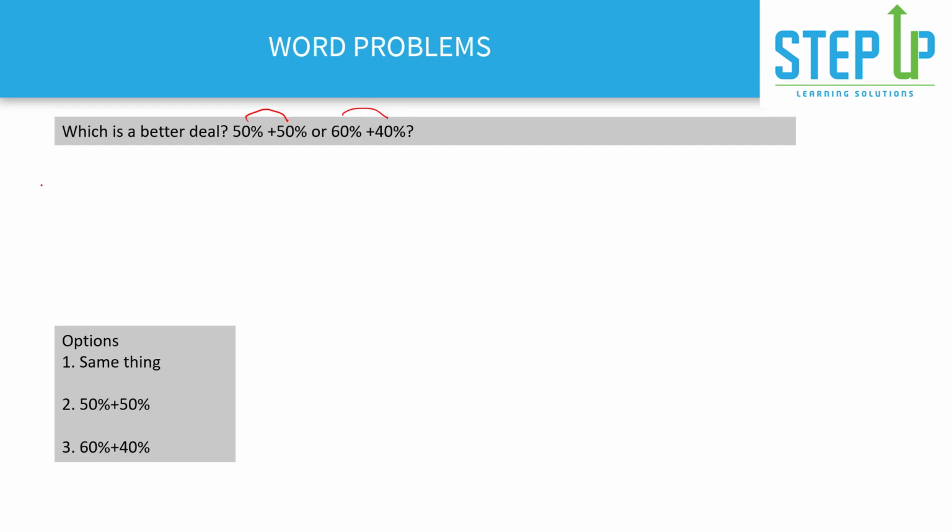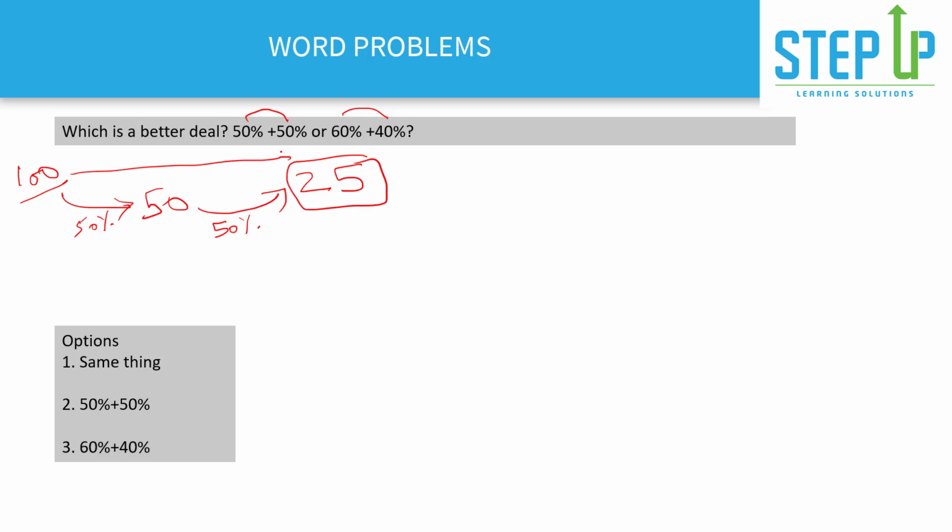So let's see, 50 plus 50. So let's imagine the price of an item is 100 rupees. Now if there's a 50% discount on the same, first is a 50% discount, so it becomes 50, the new price. Now they're saying there's an additional 50% discount on the 50, which is now 25. That means the price was 100 and it has become 25. That means this 50 plus 50 is actually equivalent of 75% discount.